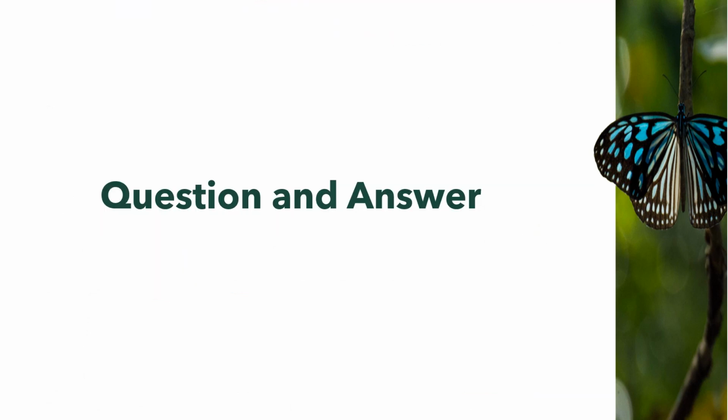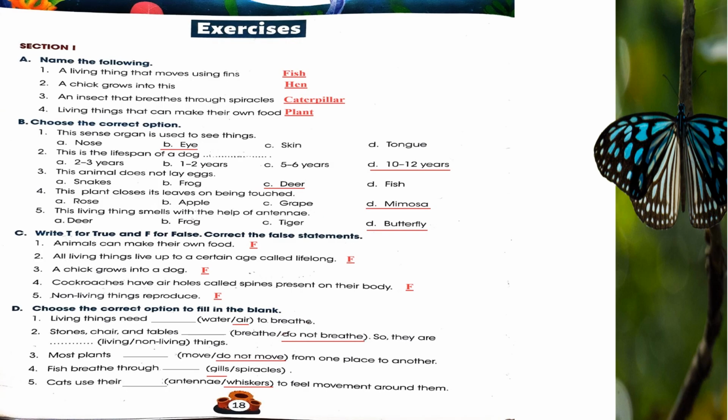Let's start with the question answers. A. Name the following. First, a living thing that moves using fins. Answer, fish. Second, a chick grows into this. Answer is hen. Third, an insect that breathes through spiracles. Answer is caterpillar. Fourth, living things that can make their own food. Answer is plant. Now B.